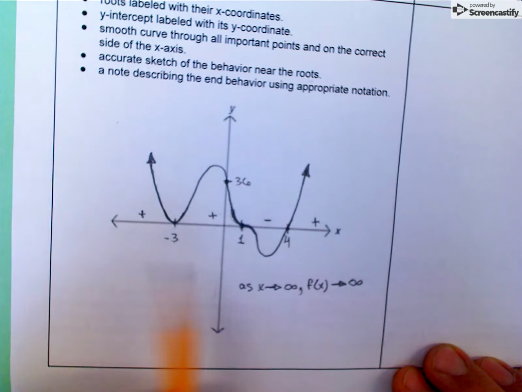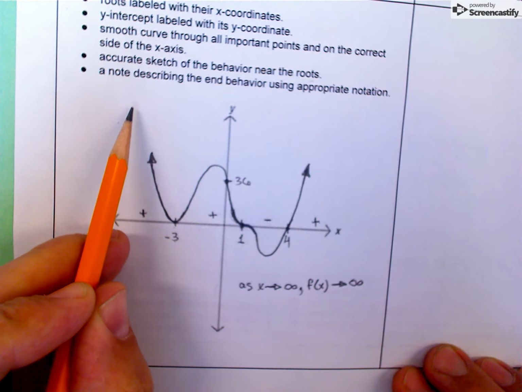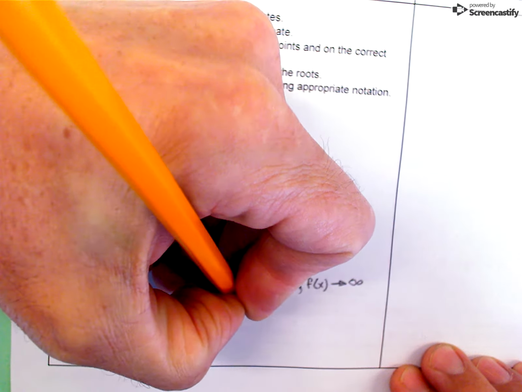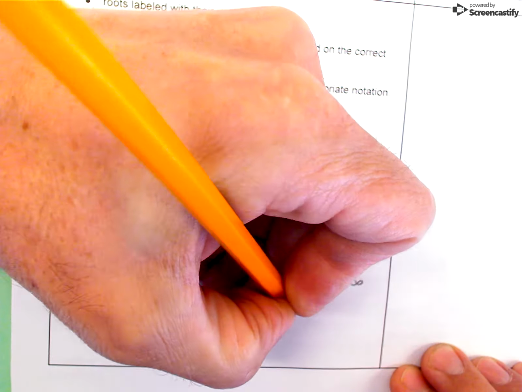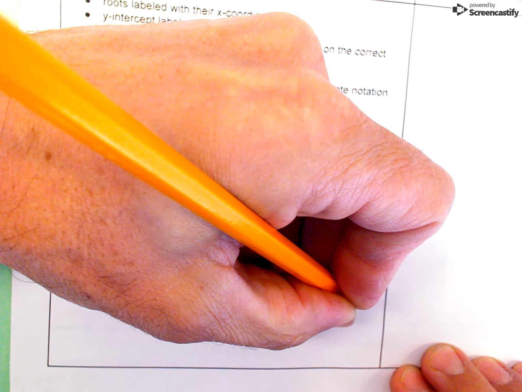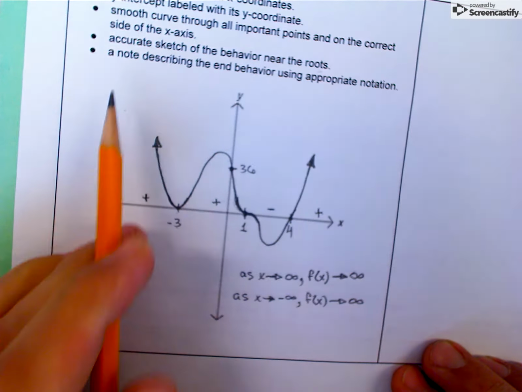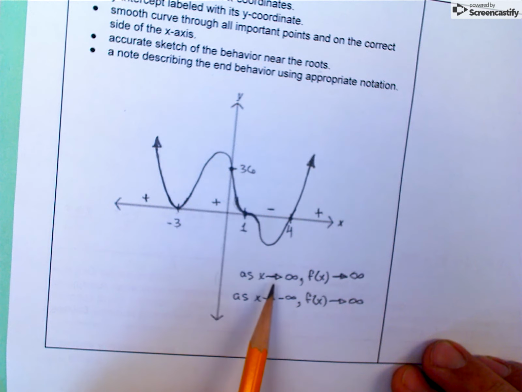And if I go to x, as x approaches negative infinity, my graph also approaches positive infinity. It's going up in this direction. So I'll make a statement as x goes to negative infinity, f of x goes to positive infinity. And that is a note describing the end behavior using the appropriate notation, right? As x approaches infinity, f of x approaches infinity.